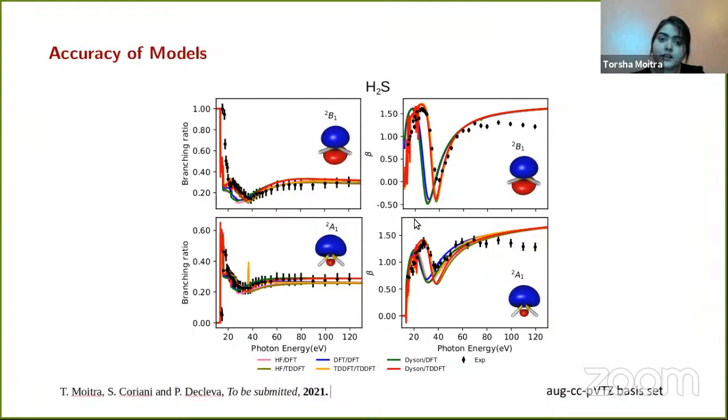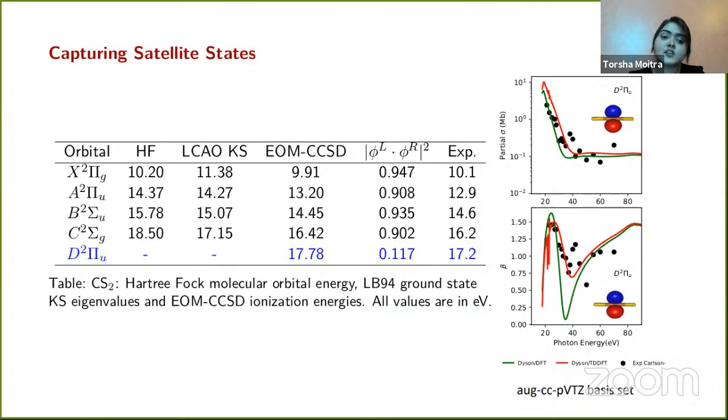Following that, we looked into the five outermost ionizations from the CS2 molecule. The four outermost ones are quite straightforward, and I thus don't present the results here. These are basically ionizations with Dyson orbitals being identical to the corresponding molecular orbitals, and the Dyson norms are greater than 0.9. The interesting one is the fifth one, the D band, which has an experimental ionization energy of 17.2.